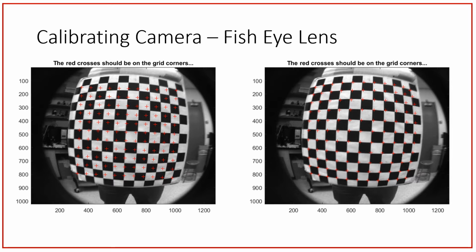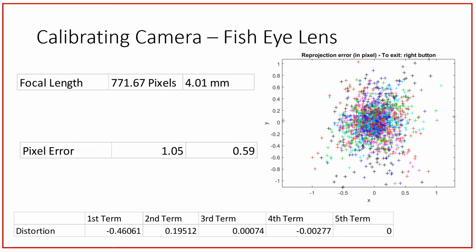This was repeated for every image, and once all the images were complete, we ran the calibration function. The focal length was calculated to be 4.01 millimeters, which is extremely close to the actual focal length. Initially, we got a large pixel error that we were able to reduce by recomputing the corners on outlier data and suppressing a few of the images. We ended up with a pixel error for the high distortion lens of 1.05 and 0.59, and below are the distortion coefficients that were calculated.